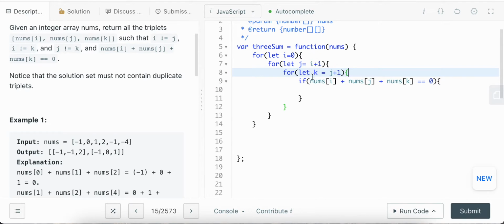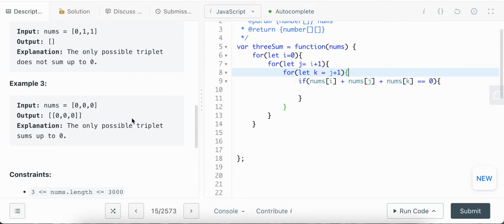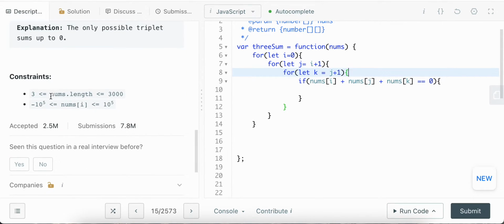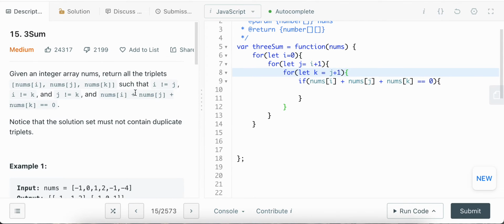But what is the time complexity of this? Since these are three nested for loops, the time complexity will be O(n cubed). And if we look at the constraints of the given problem, nums.length is up to 3000. So we're talking about (10 to the power of 3) to the power of 3, which is 10 to the power of 9, which is very bad. So we cannot proceed with that solution, but that is a beginning step.